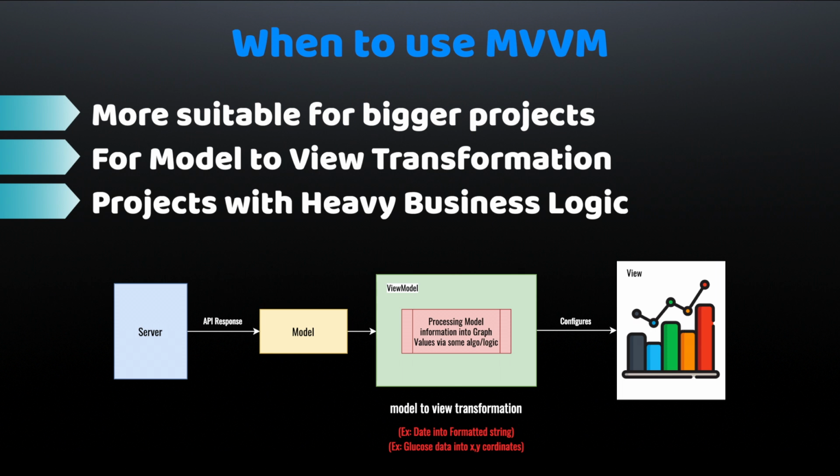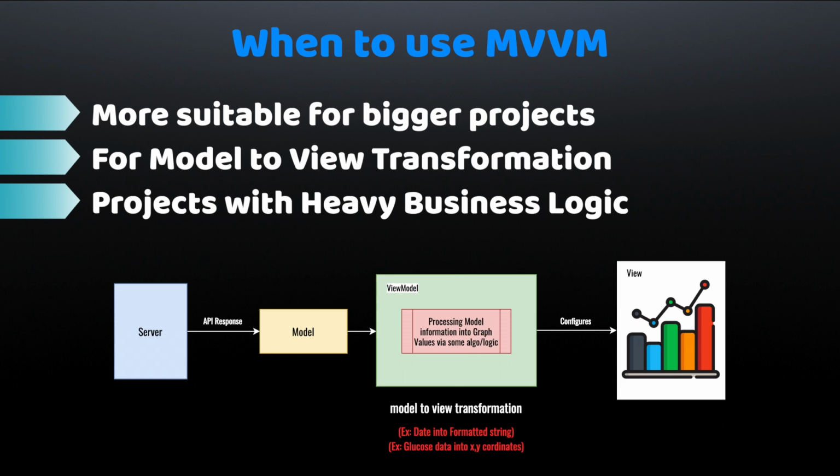Again, one more example in a medical application, where you are receiving glucose data and you need to plot that glucose data into some typical graph with the help of some complex logic or algorithm. So these are data to view transformations, where you need to convert data into some other format before displaying it to the user. If you have those kinds of needs in your application, then you can use MVVM architecture, and the place where you are going to write this logic is the view model layer only.